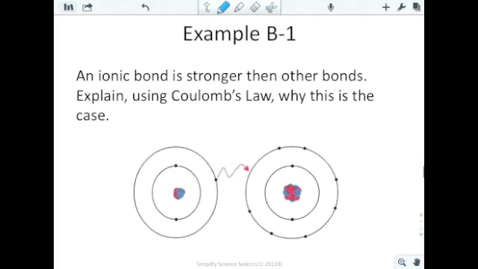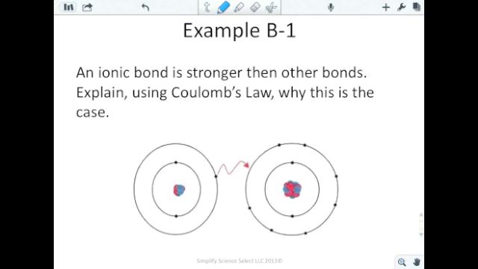Okay, so let's look at an example. It says an ionic bond is stronger than other bonds, and explain using Coulomb's law why this is the case. So as that electron moves, this atom becomes positively charged and this atom becomes negatively charged. And as the distance between them decreases, what we'll see is the force increases. And what we'll see is the force in Coulomb's law, opposites attracting, positive and negative, keeps it bonded together and makes it very, very strong.